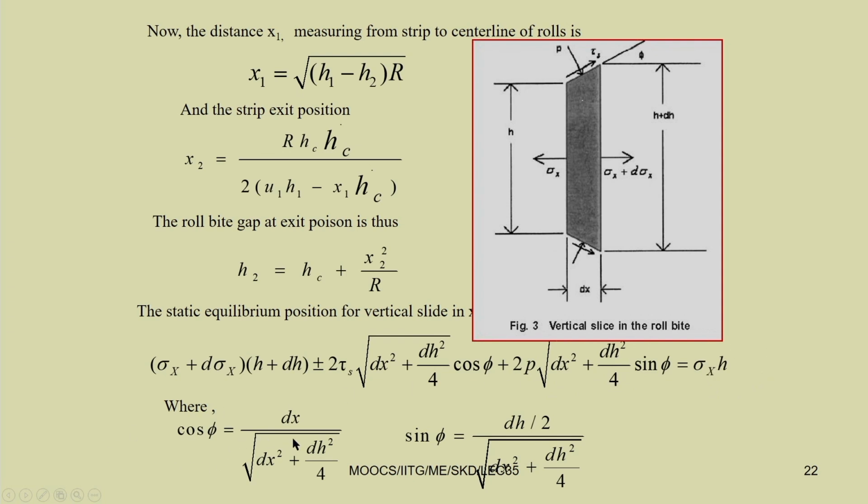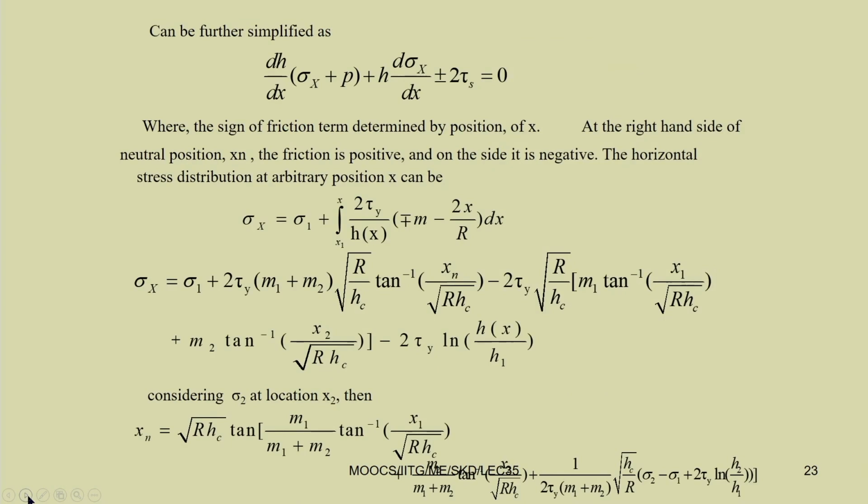Where cos phi equal to, you can see, this is the angle phi with the horizontal. This angle is phi. So, cos phi equal to dx by root over dx square plus dh square by 4, and sin phi equal to dh by 2 into root over dx square plus dh square by 4. Taking this way, it can be further simplified: dh by dx into sigma x plus p, plus h into d sigma x by dx, plus minus 2 tau s equal to 0.